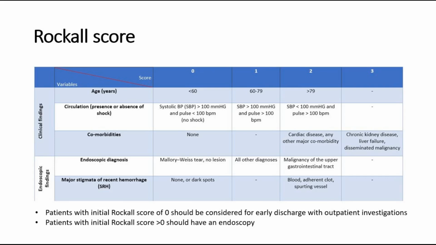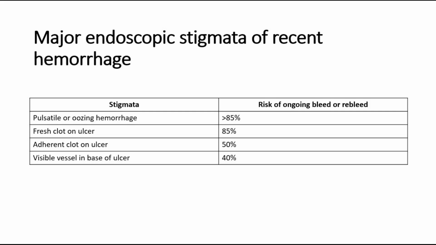Patients with initial Rockall score of 0 should be considered for early discharge without further investigations, whereas patients with score more than 0 should have an endoscopy. Major stigmata of recent hemorrhage are pulsatile or oozing bleed, fresh clot or adherent clot on ulcer, or visible vessel.